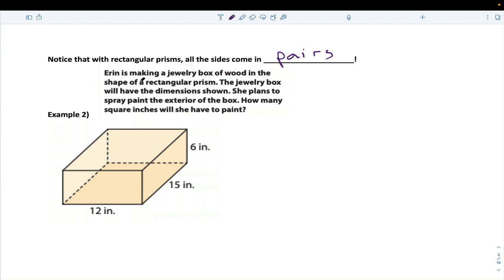Can you read number 2 for me, please? Aaron is making a jewelry box of wood in the shape of a rectangular prism. The jewelry box will have the dimensions shown. He intends to spray paint the outside of the box. How many square inches will he have to paint?